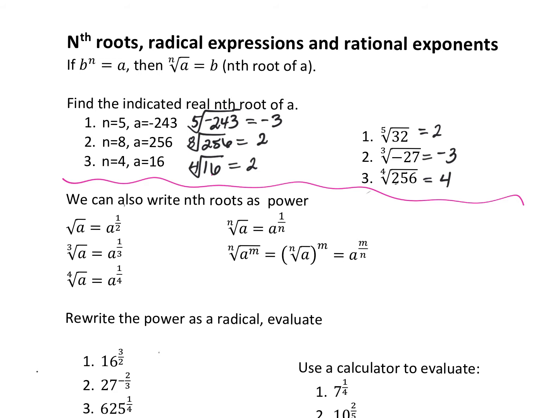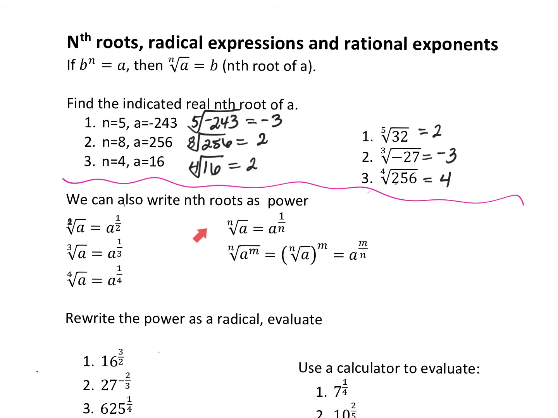Okay. We can also write nth roots as powers. So the square root, we don't write the 2, right? The square root is like the default, the one we write without the number, just like the exponent of 1 is the default. We don't write 1 as the exponent. So this is a 2. So the square root is the 1/2 power. The cube root is the 1/3 power. So make sure you write these down into your notes. The fourth root is a to the 1/4 power.